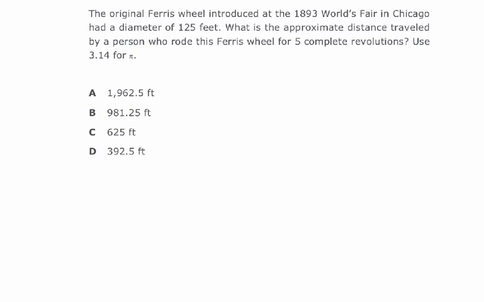The original Ferris wheel introduced at the 1893 World's Fair in Chicago had a diameter of 125 feet, so that's the distance across. What is the approximate distance traveled by a person who rode this Ferris wheel for 5 complete revolutions? Use 3.14 for pi.